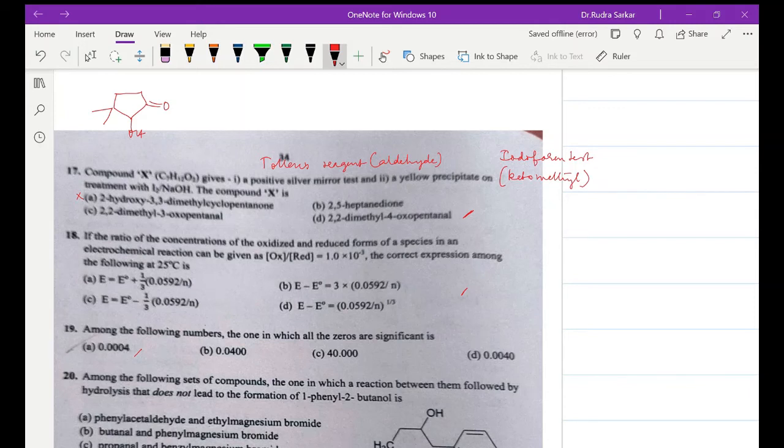2,5 heptadione. So let's draw a 7-membered ring.